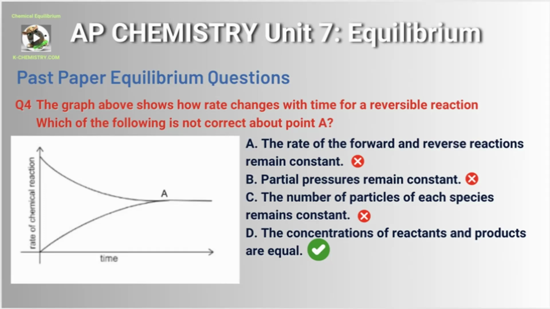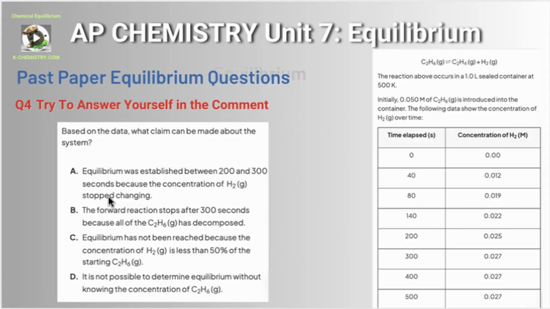Now let's go for the next question. Based on the data here, for the reaction C2H6 forming C2H4 plus H2, what claim can be made about the system here? Is it that the equilibrium was established between 200 and 300? That's the reaction that forms C2H4 and H2 and occurs in a 1 liter sealed container at 500. Initially, I have 0.050 of C2H6 introduced into the container.